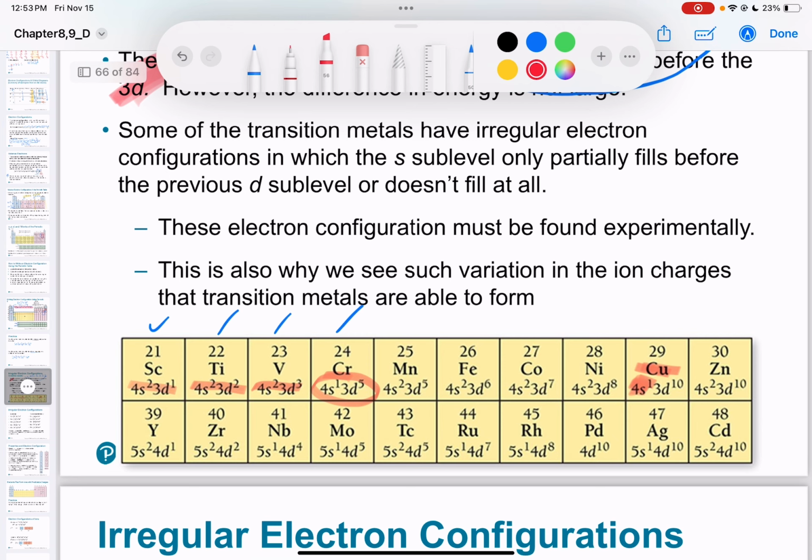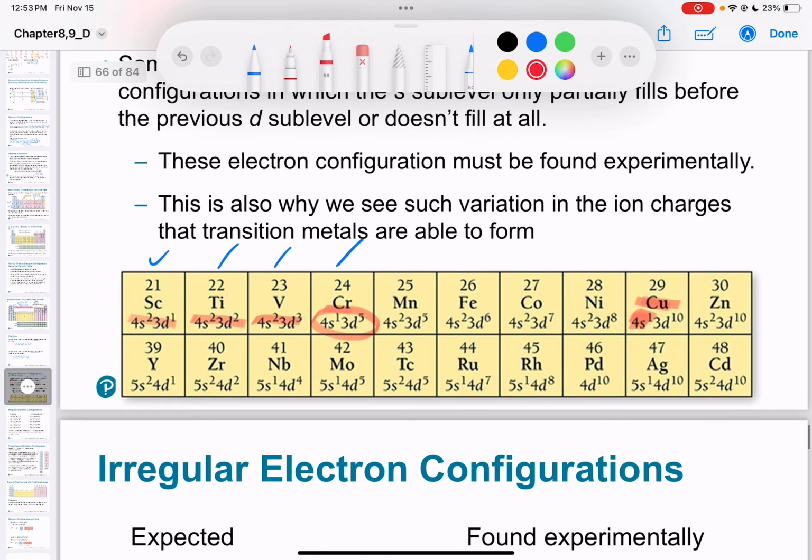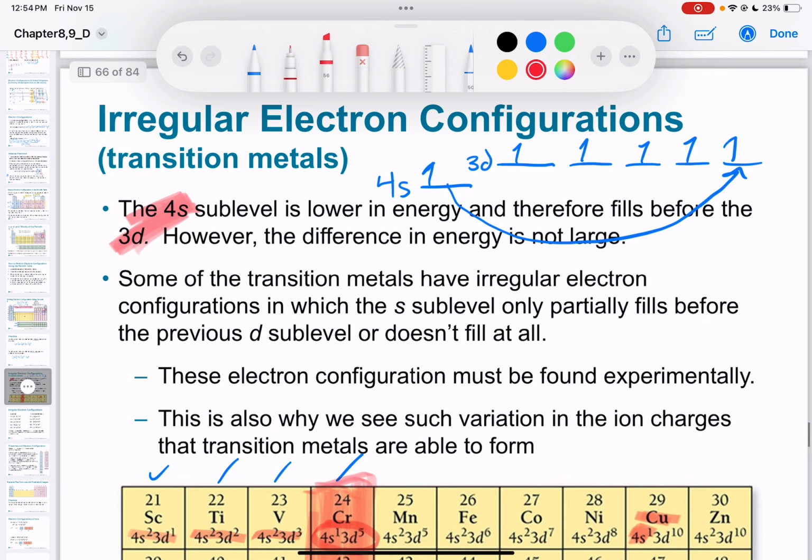So knowing that this happens is important. Knowing the specific ones, I'm not going to say which transition metals have an unexpected electron configuration. But if I gave you these electron configurations, you should know that it's okay that they don't match exactly because they're in the transition metals. And maybe even that you might know the reason why is that the 4s and the 3d are really close in energy.